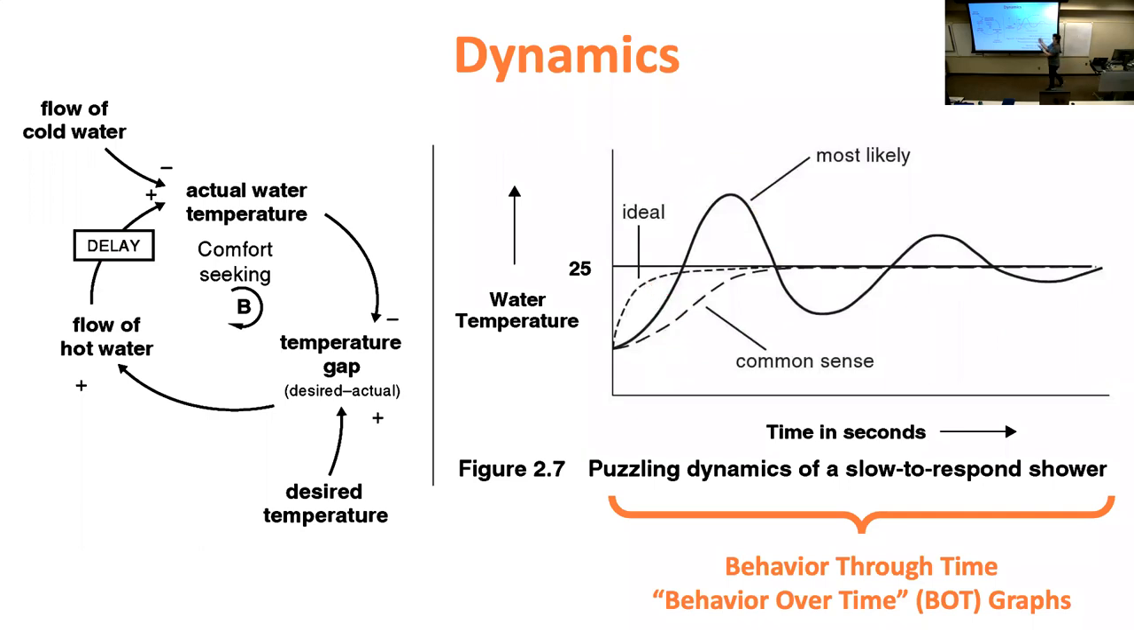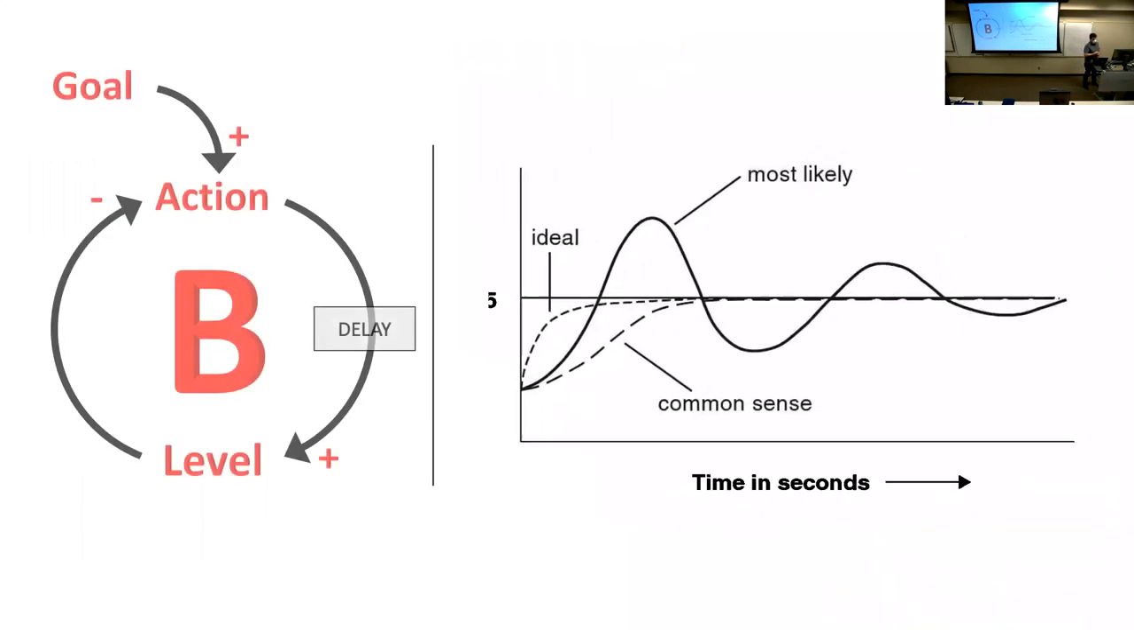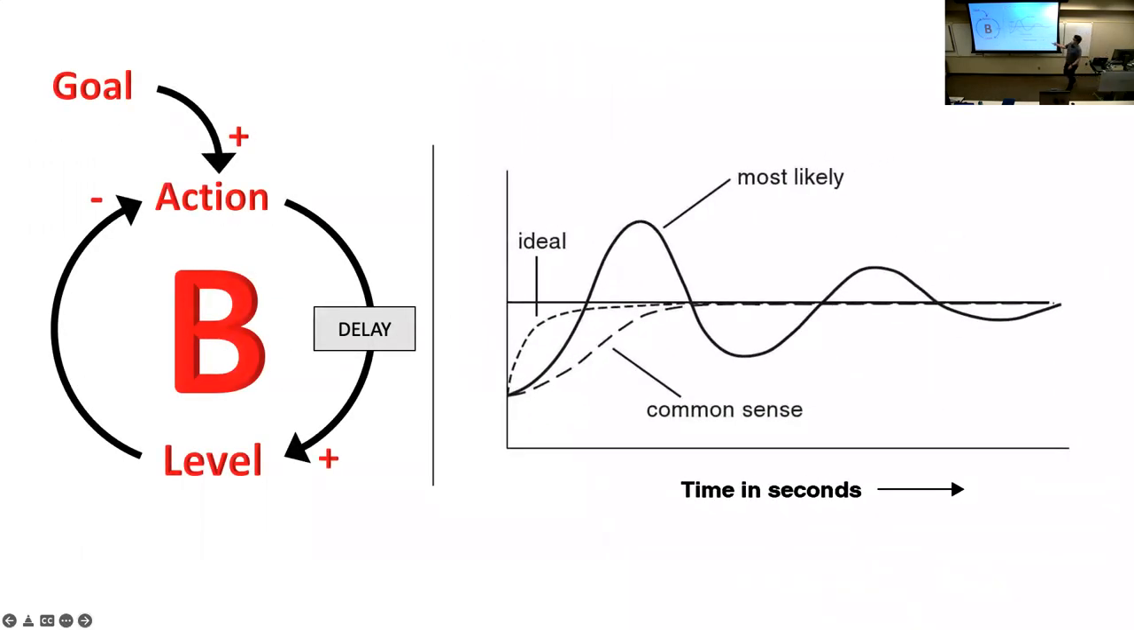This is showing that there are really true quantitative differences in behavior over time graphs, which is why simulation is so important. It's not enough just to have the causal loop diagram. So that's what we're moving into here, these behavior over time graphs. Any one of these balancing loops with delay is going to have a behavior over time which looks like one of these three curves, at least if this is all that's going on in the system.